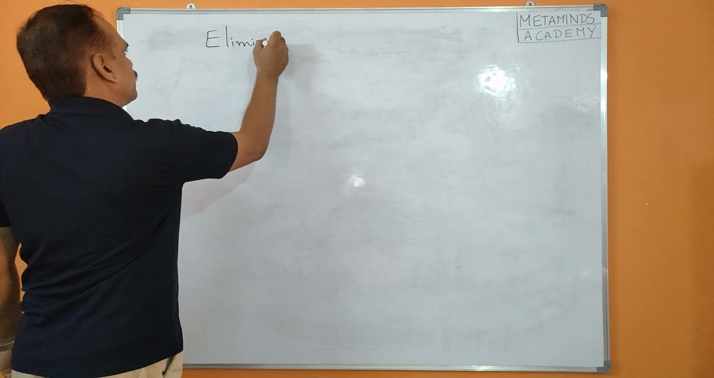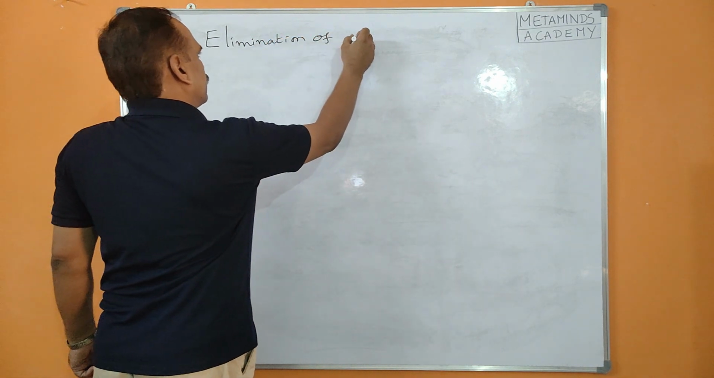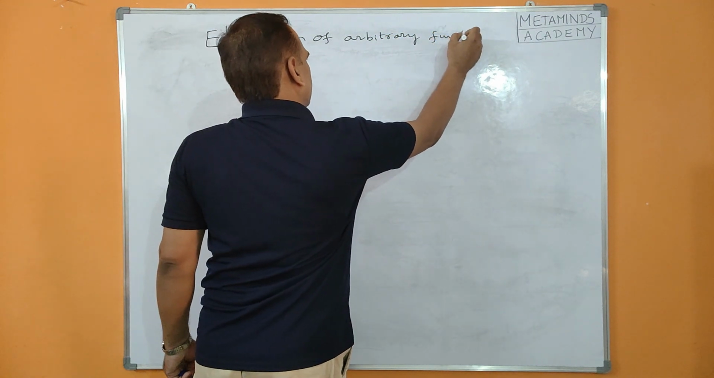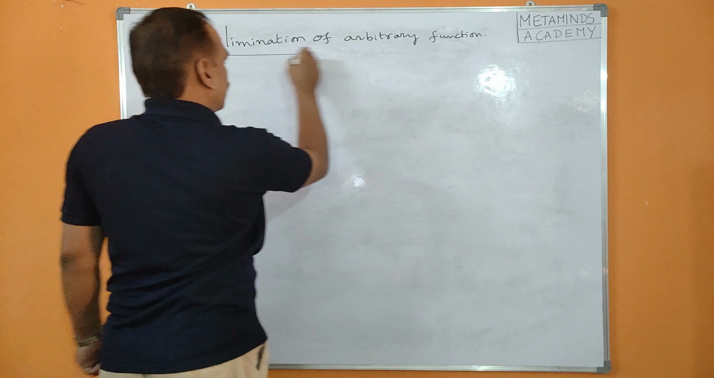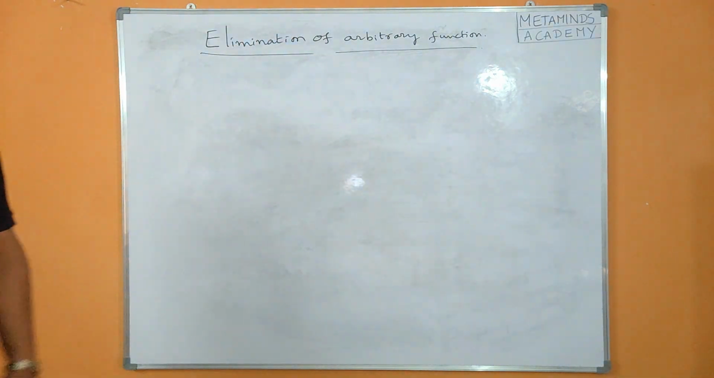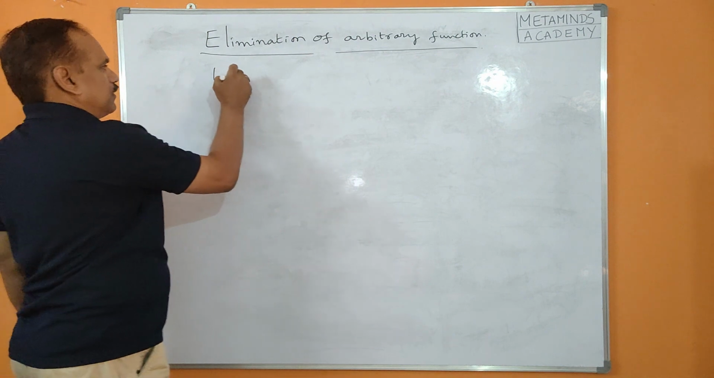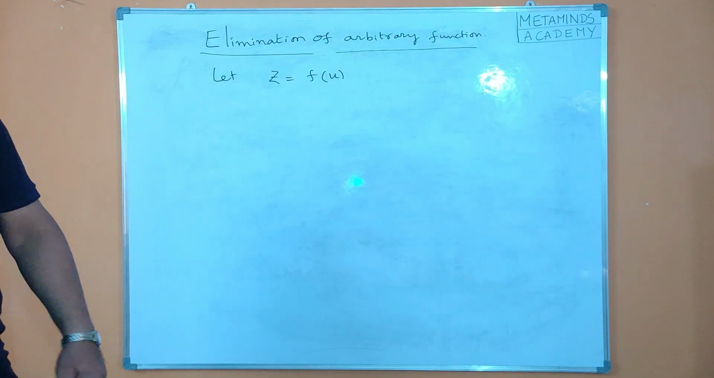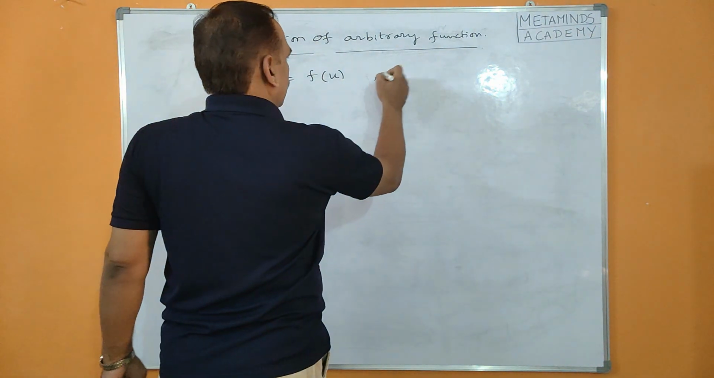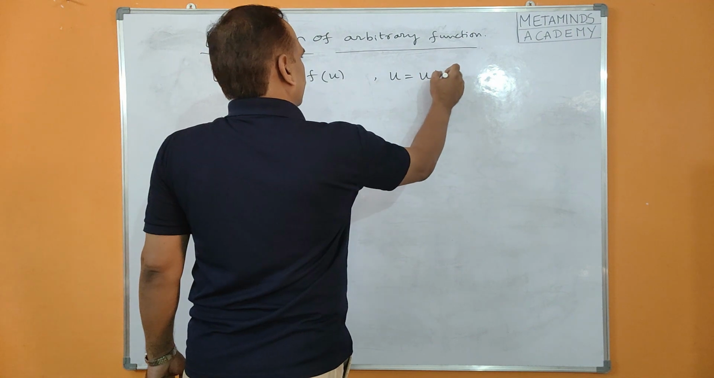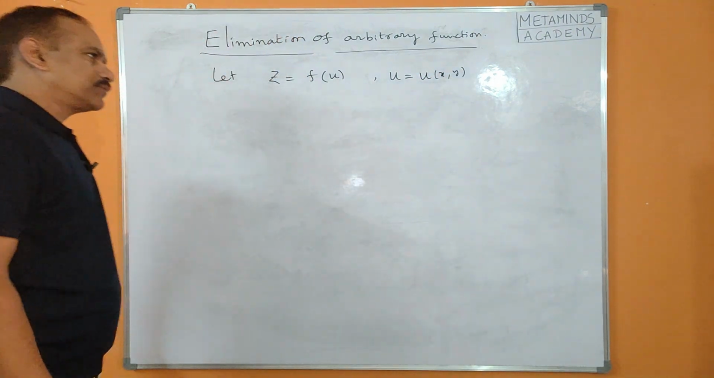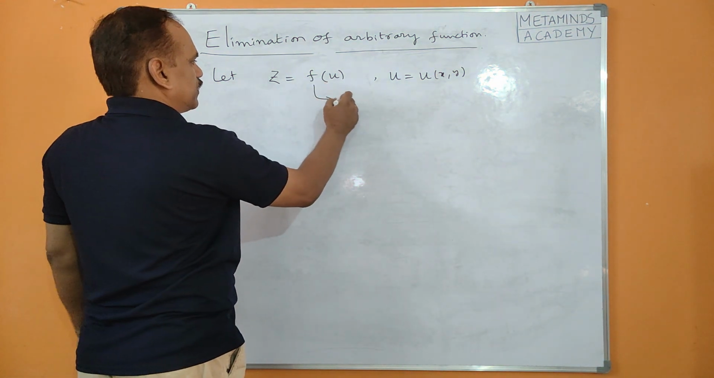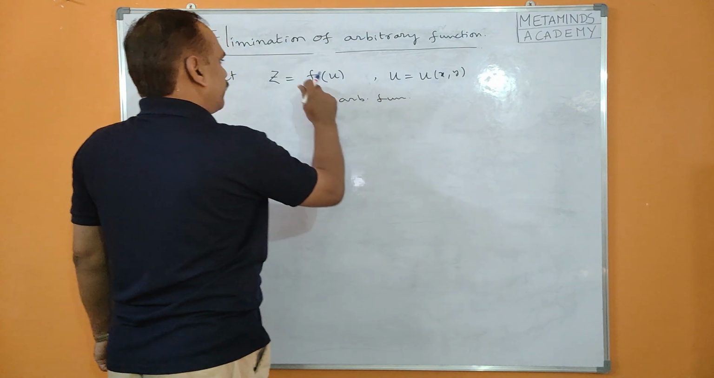Elimination of arbitrary functions. Suppose we are given a function like z equal to f of u. What is u here? u is a function of x and y. Now f is the arbitrary function here. We have to eliminate this f.